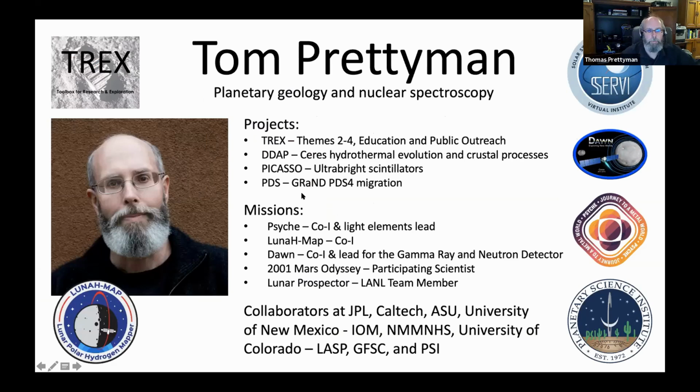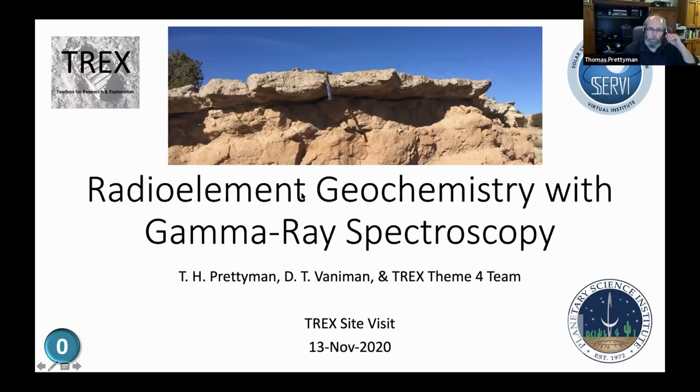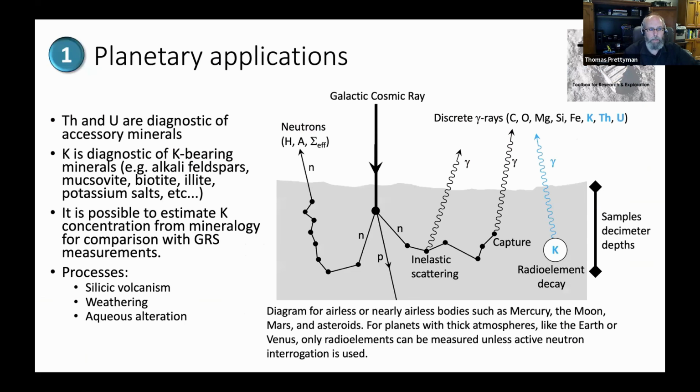Okay, next chart. Okay, so I'm going to give a brief talk about radio element geochemistry with gamma ray spectroscopy. This is work that we're doing with Dave Banneman and the TREX team. And so planetary applications are numerous for just measuring the radio elements. These are 3 elements: potassium, thorium, and uranium. Thorium and uranium are diagnostic of accessory minerals in silicates, for example, and potassium is diagnostic of, well, potassium-bearing minerals, and these can be through a variety of processes.